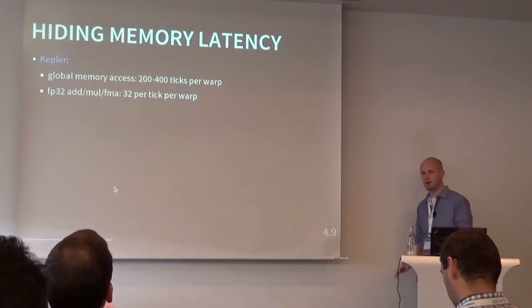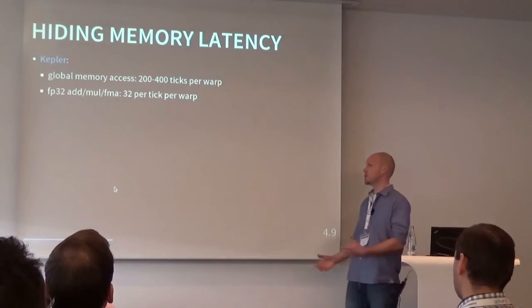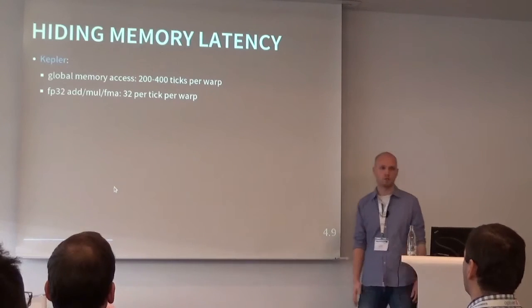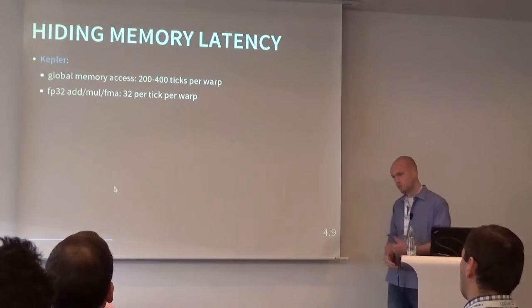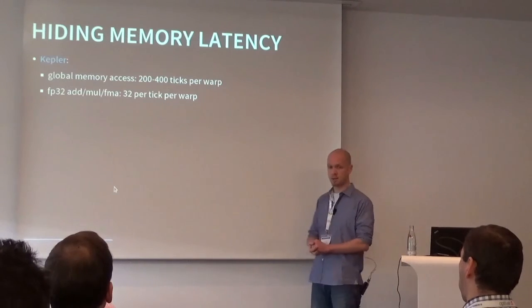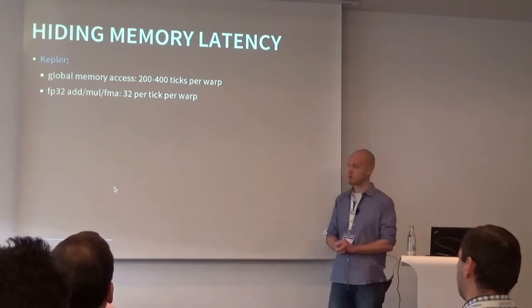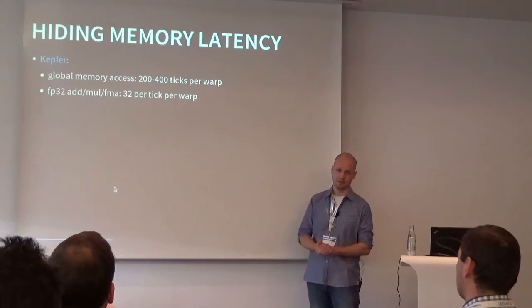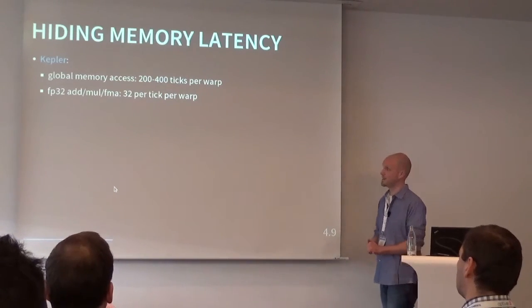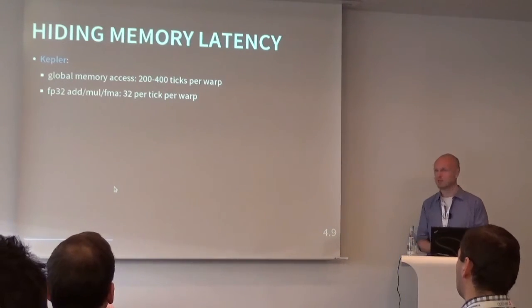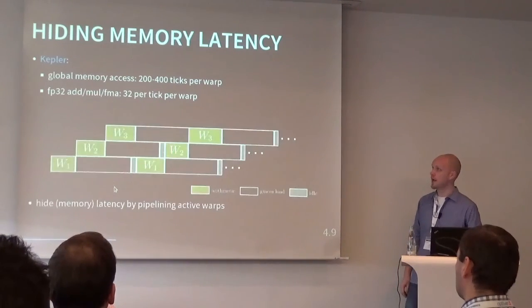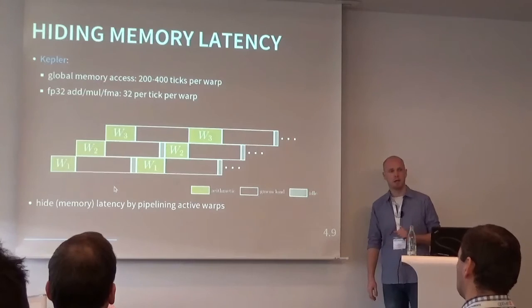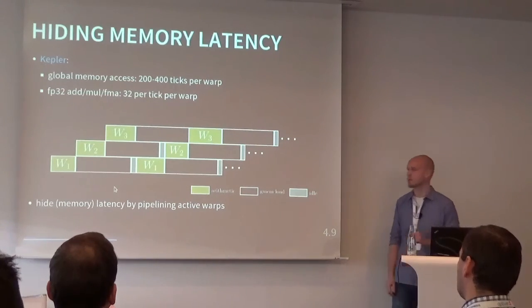Now, that's all nice, but of course there are problems, architectural problems. On the Kepler architecture, if one of your threads or warps wants to access this device memory, it takes roughly 200 to 400 ticks. Now, an actual floating point operation can go much, much faster. So what the architecture actually has to do is hide this latency somehow.